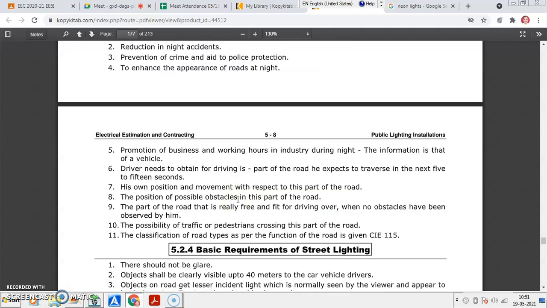Driver needs to obtain driving if you have good street lights, less stress. The street light is part of the road.